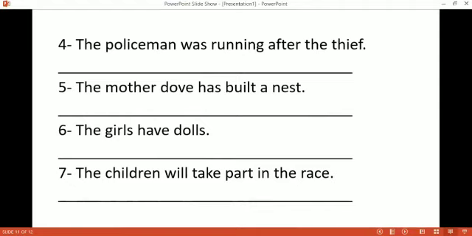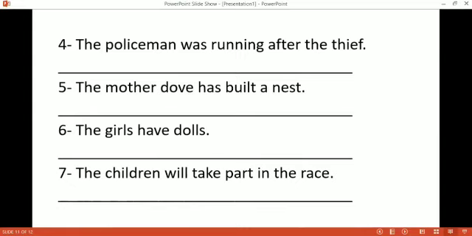And what do we have to do? We have to write the helping verb at the beginning of the sentence to make it an interrogative sentence. Yes, H of "has" capital. Has the mother dove built a nest? The mother dove has built a nest. Has the mother dove built a nest? Question mark. H of "has" capital and T of "the" small, and at the end of the sentence put a question mark.